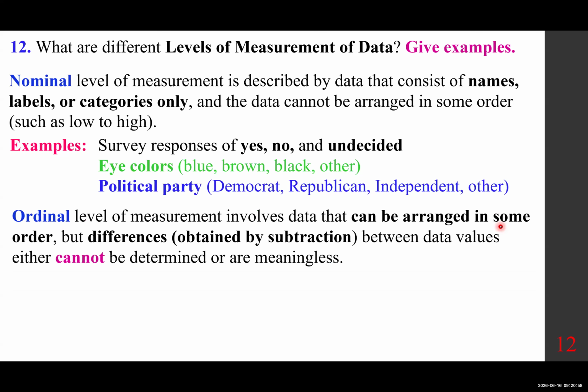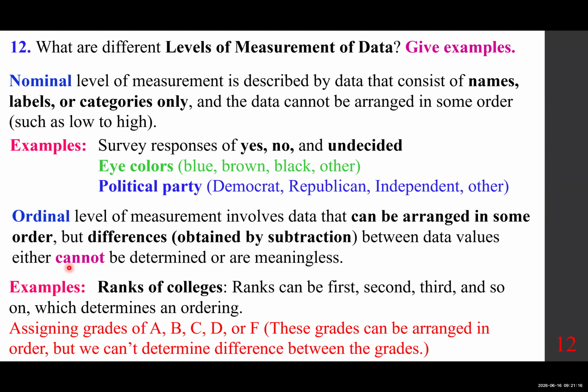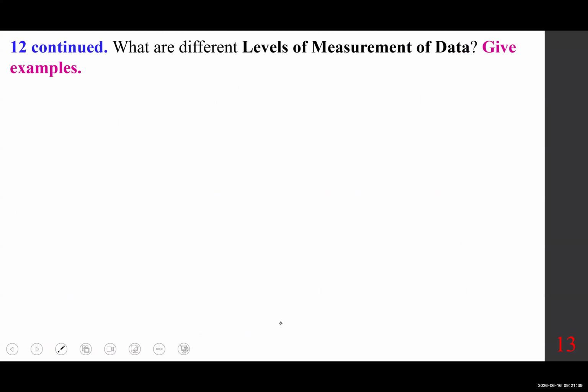What about ordinal? The ordinal level of measurement involves data that can be arranged in some order, but differences obtained by subtraction between data values either cannot be determined or are meaningless. Here are examples. Ranks of colleges. Ranks can be first, second, third, and so on, which determines an ordering. Assessing grades of A, B, C, D, or F. These grades can be arranged in order, but we can't determine the difference between the grades.